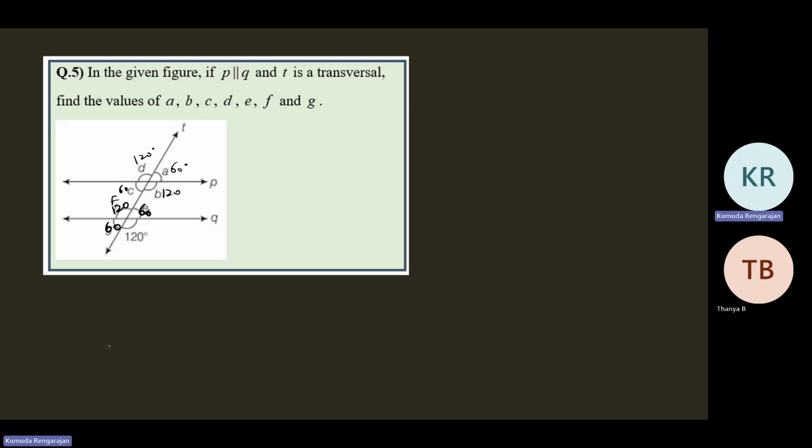So this is not the only way to find the missing angles. You can use different reasons, like you can use corresponding angles. You can use linear pair in a different way. So this is one of the ways of getting the answer. So you can do it in your own way.